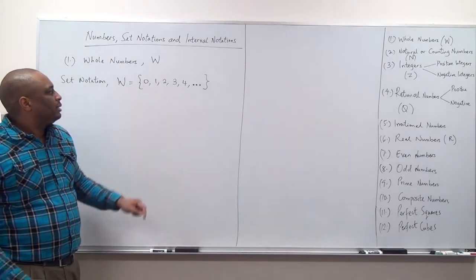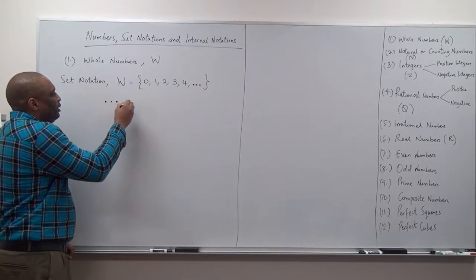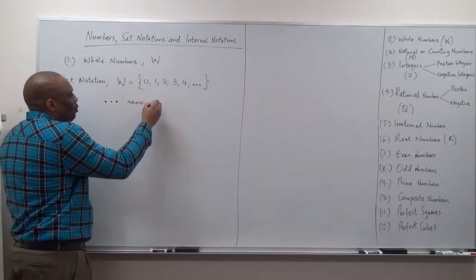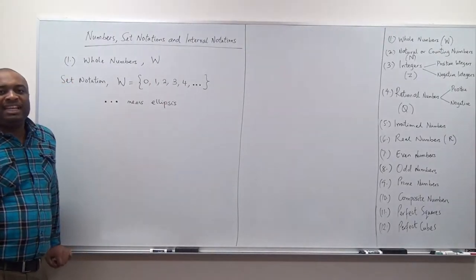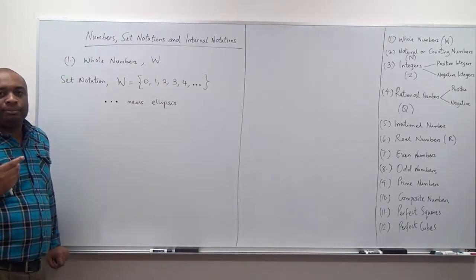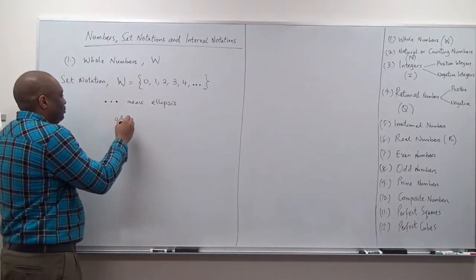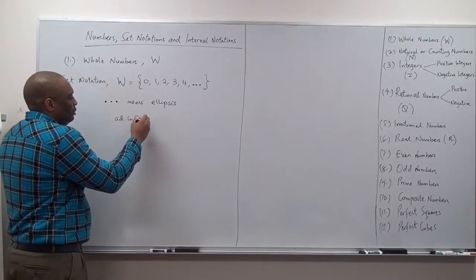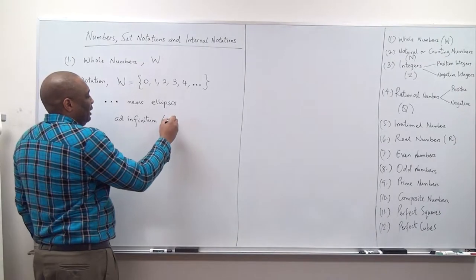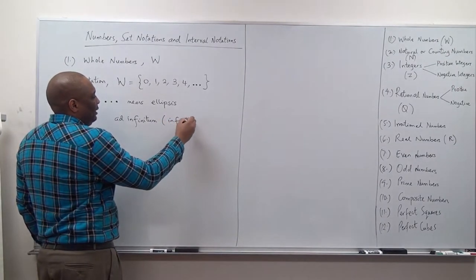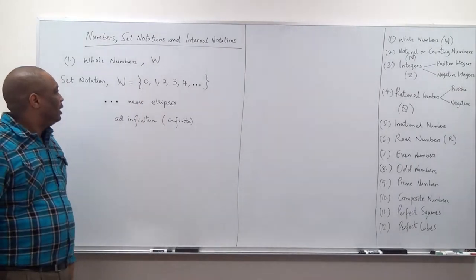Now, these three dots mean ellipses. The three dots mean what we call ellipses in mathematics. What does ellipses mean? Ad infinitum. It keeps going and going. Ad infinitum is a Latin word. Or infinite. Indefinite. That means it continues and continues.